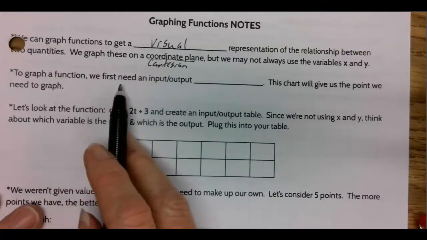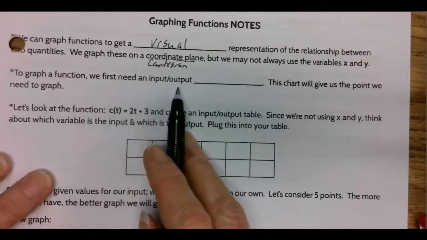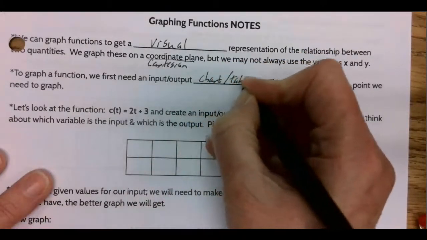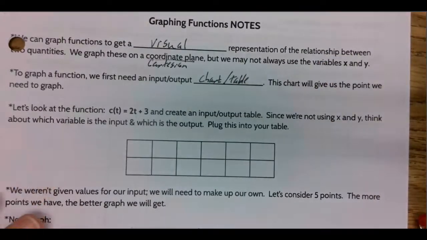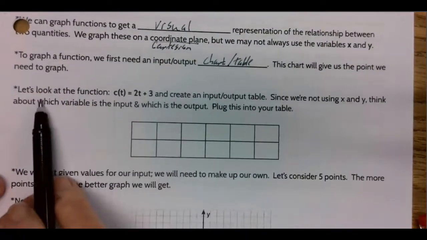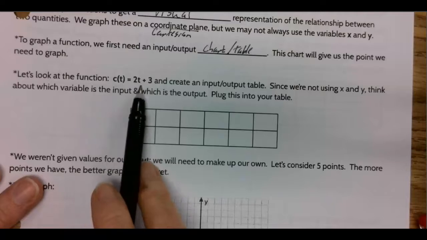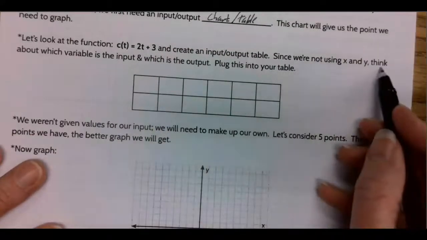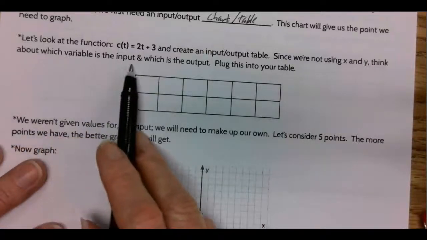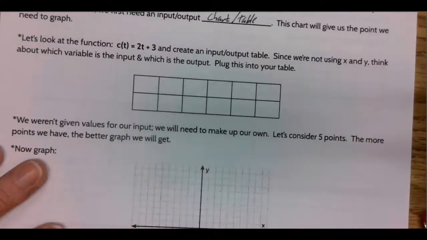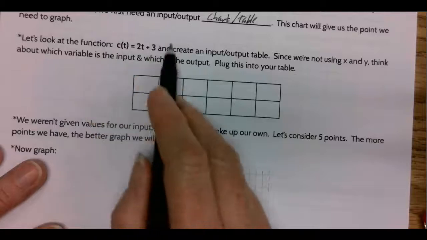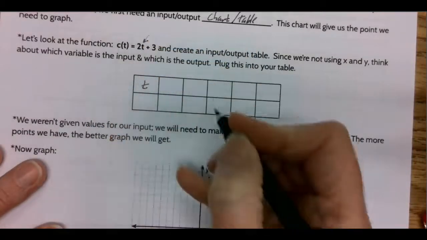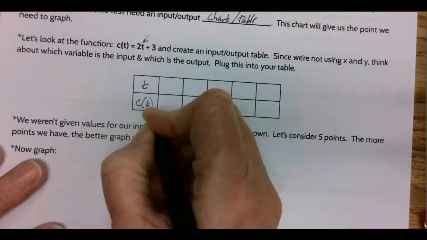To graph a function, we first need an input-output chart or table. For now, we're going to get to the point where we graph them other ways, but for now we're just going to use a chart or a table to give us the points. So we're going to look at this function right here, c of t is equal to 2t minus 3, and create an input-output table. Since we're not using x and y, think about which variable is the input and which is the output. And we're going to plug this into our table. So look at this. What's our input? Our input is right here. That's what can go in. That's t. Our output is the function.